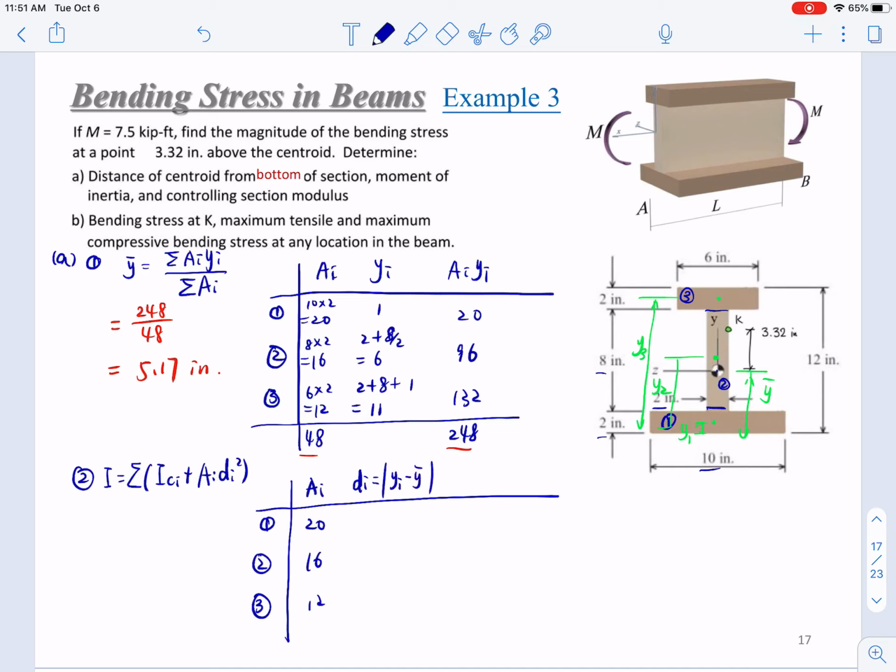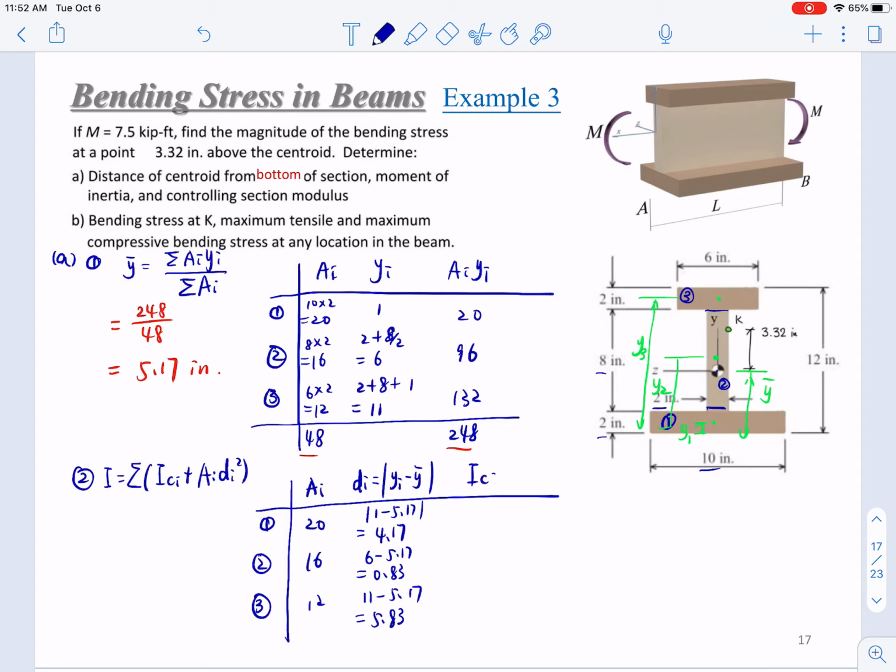Absolute values. So the first one, D1, will be 1 minus 5.17, absolute value. That would be 4.17. And the D2 would be 6 minus 5.17. That would be 0.83. And the D3 will be 11 minus 5.17, that is 5.83.